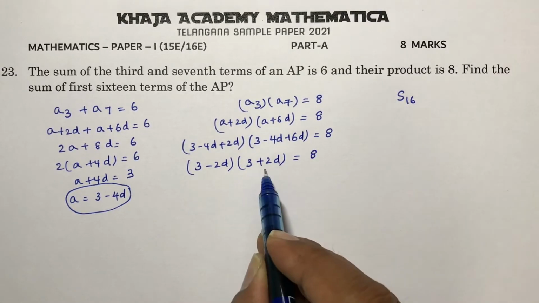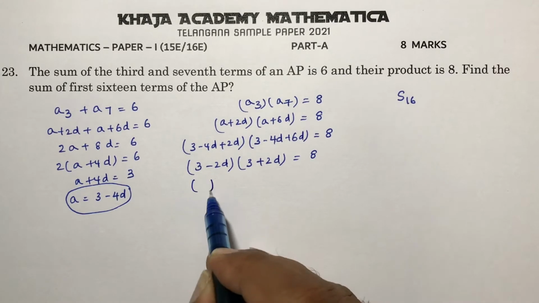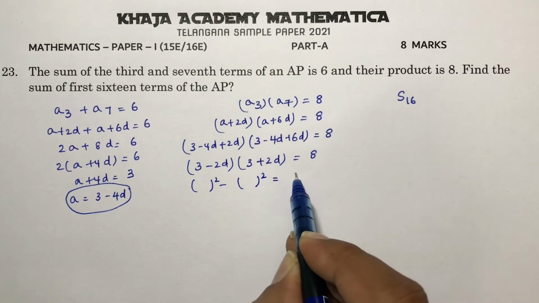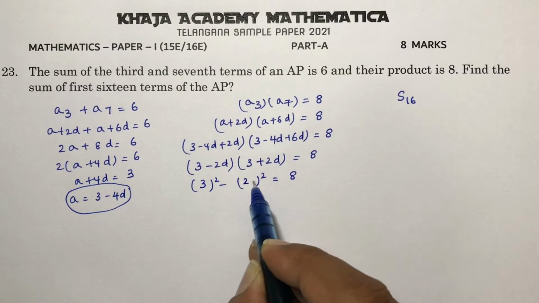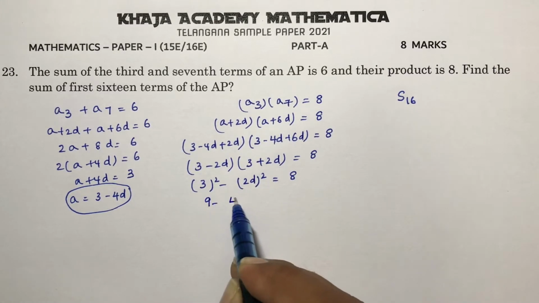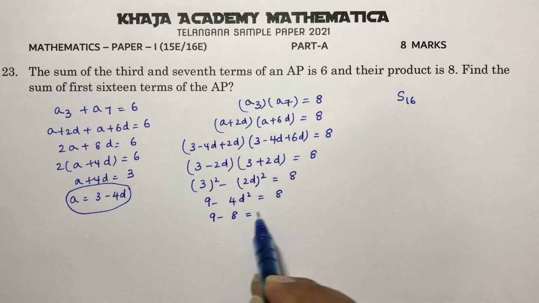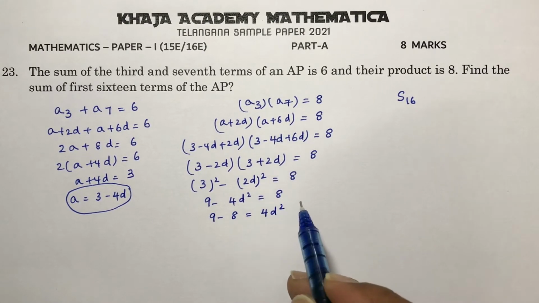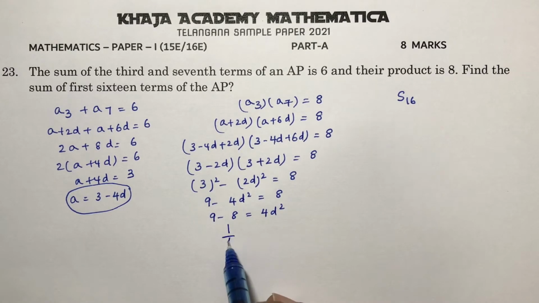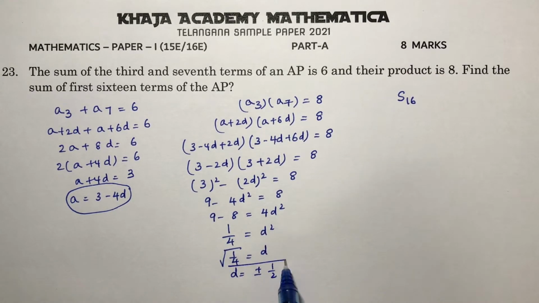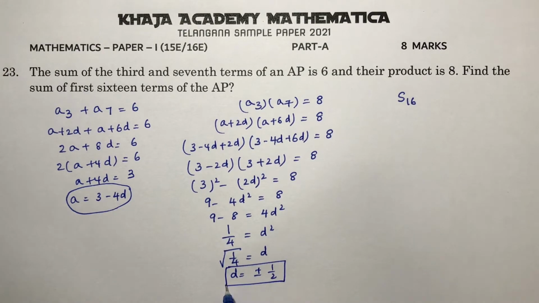It is clearly in the form of A minus B into A plus B. So A square minus B square is 8. A is 3, B is 2D. 9 minus 4D square equals 8. 9 minus 8 equals 4D square. So 1 by 4 equals D square. Root 1 by 4 equals D. So D is plus or minus 1 by 2.